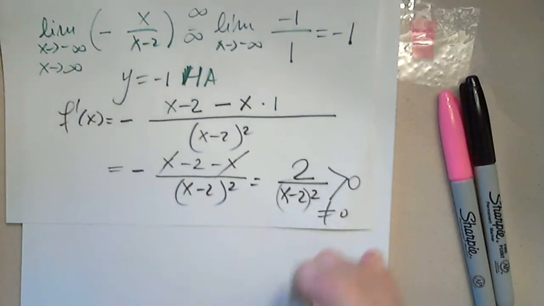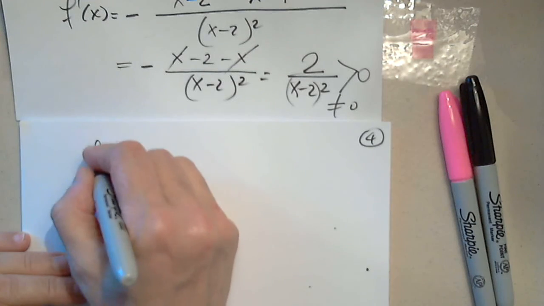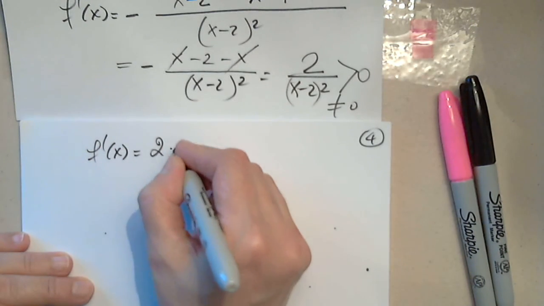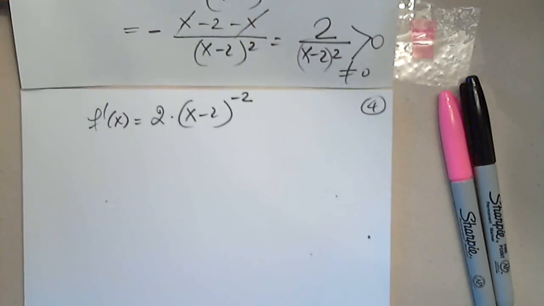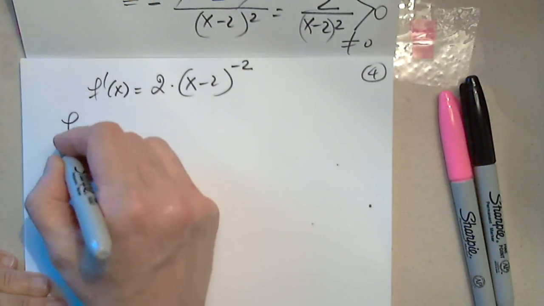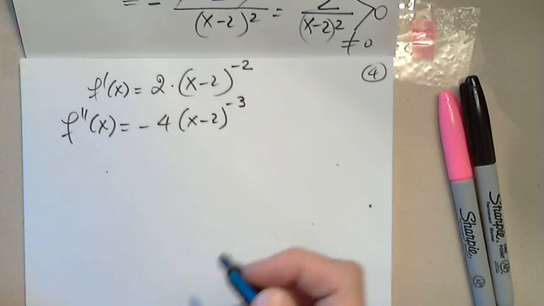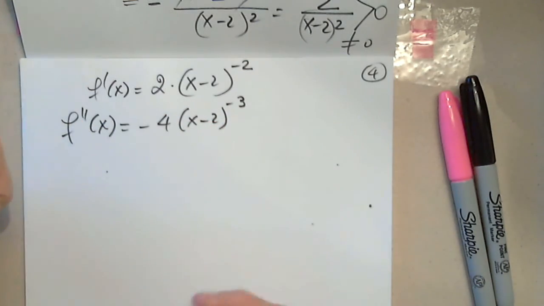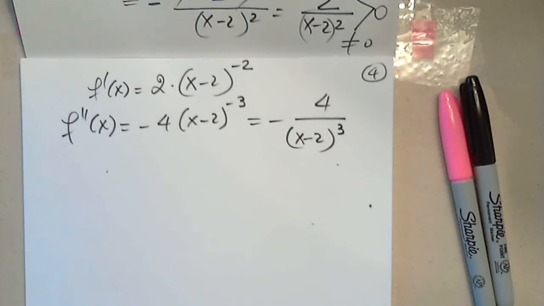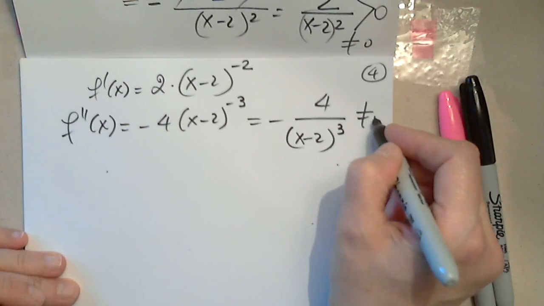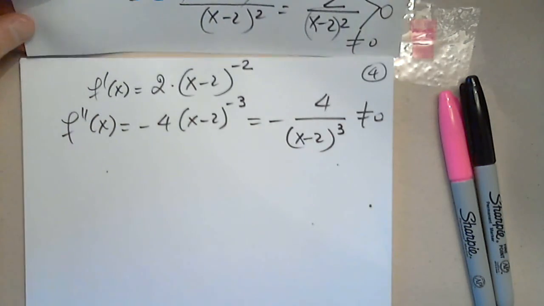Now I have to find the second derivative. The first derivative is 2 times x minus 2 to negative 2. This is what I am going to differentiate. So the second derivative is negative 4, x minus 2 to negative 3, times the inner function prime, and that's 1. Never 0, but don't be fooled, because x minus 2 is not raised to an even power.